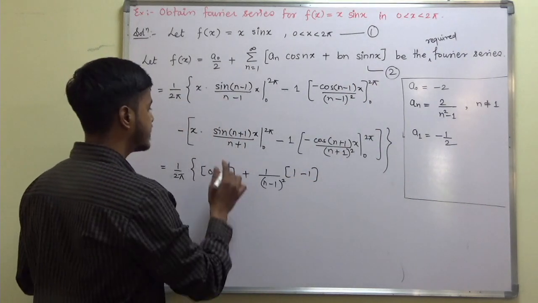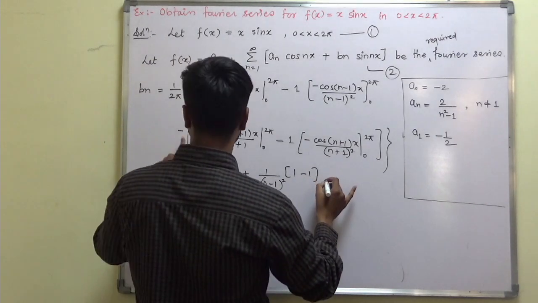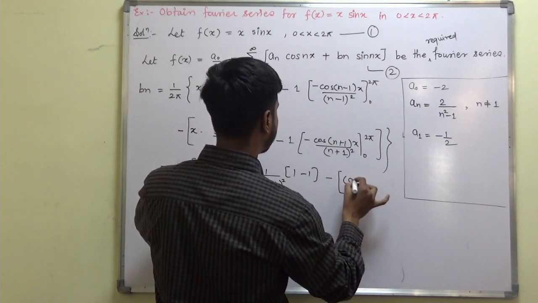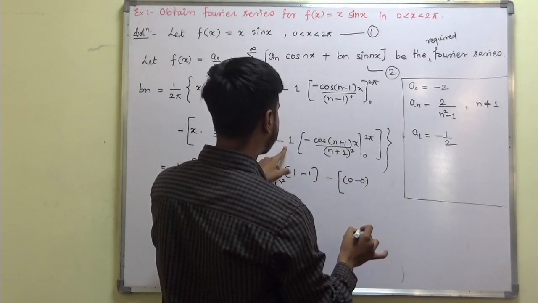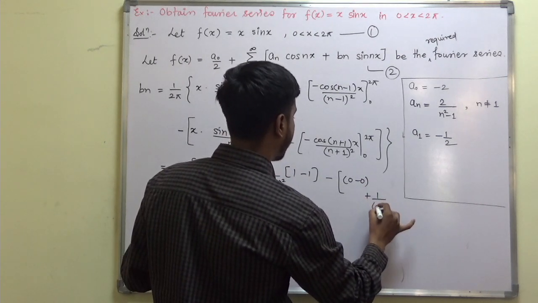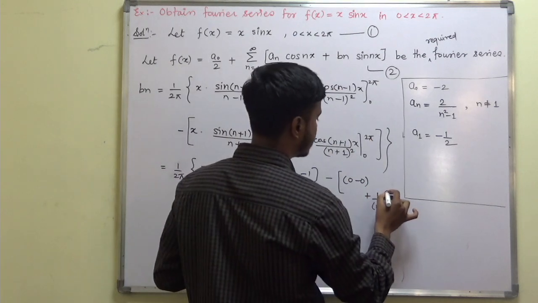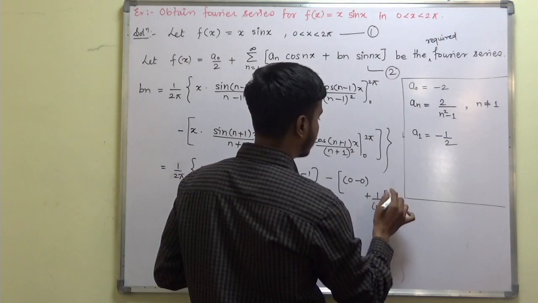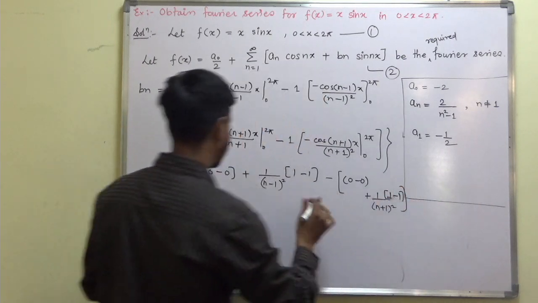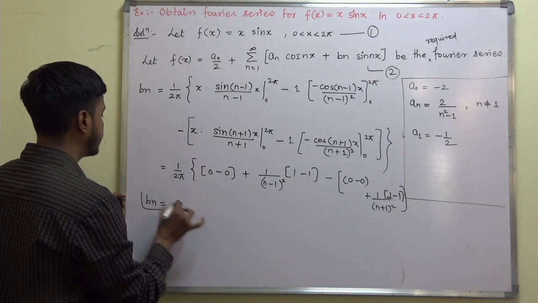Okay, likewise here, this is minus in bracket, again this is 0 minus 0 and this is minus minus plus 1 upon n plus 1 whole square. Cos 2 pi is 1, and cos 0 is 1. So this all comes out to be 0. So Bn is equal to 0.